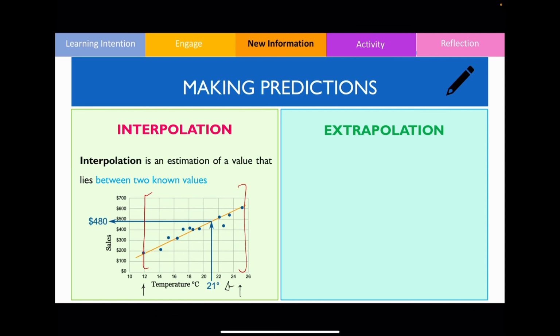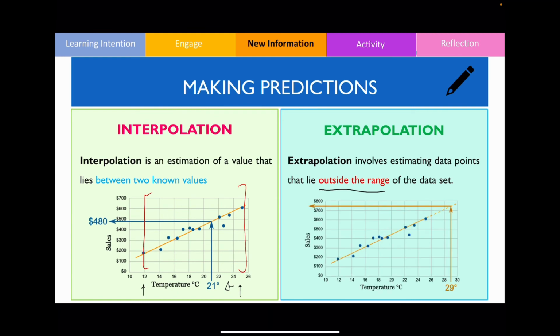Now, in contrast, extrapolation is the opposite process of this and involves estimating data points that lie outside of the domain or outside of the range. So again, if you look at this data set over here, this is the domain, and notice that in this particular example, they were interested in finding out the number of ice cream sales generated when the weather was 29 degrees Celsius. And in this case, because it's outside, this is going to be an example of extrapolation.